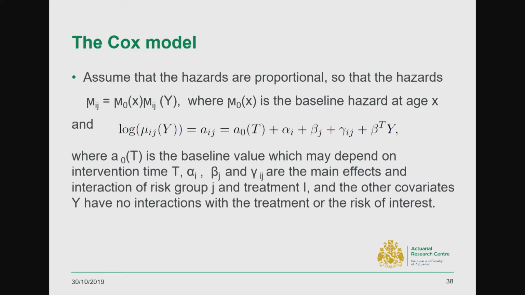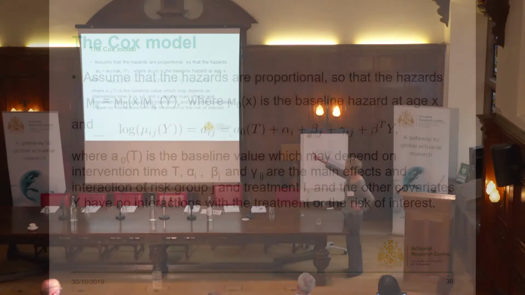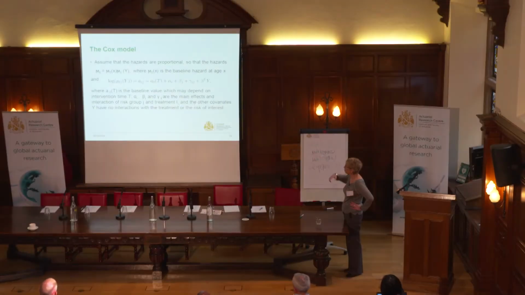So this is what my hazard from the Cox regression looks like. And once more, if I fitted the Cox regression, I know alphas, betas, and gammas. What I don't know is this first coefficient, A0. I don't know where my baseline intercept sits.